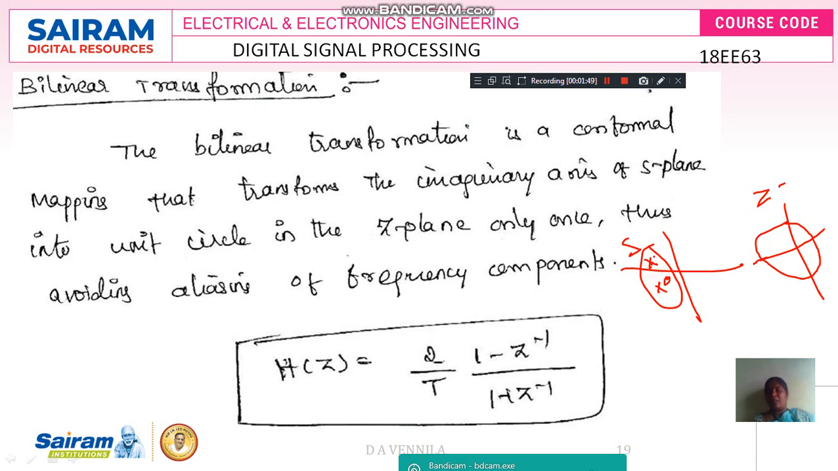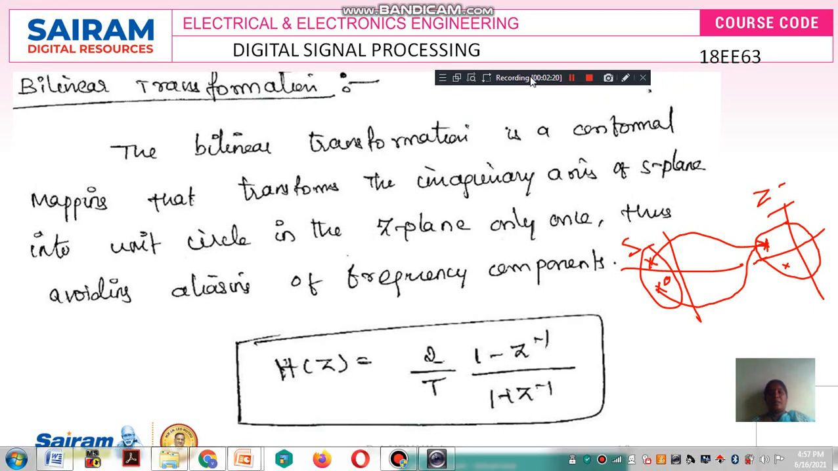Suppose this pole is located in the left half of the S plane here, and this one is located in the third quadrant like this. But while transferring, both poles will be located in the same place on the Z plane. That is called many to one mapping. Many poles and zeros will be located in the same place on the Z plane. That can be overcome in the bilinear transformation technique, which is called one-to-one mapping, also called conformal mapping.